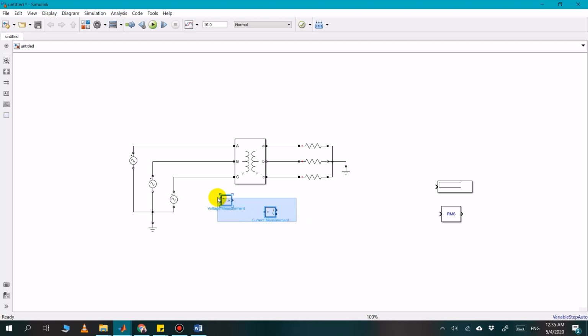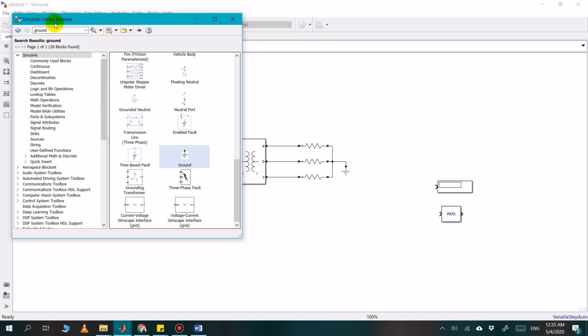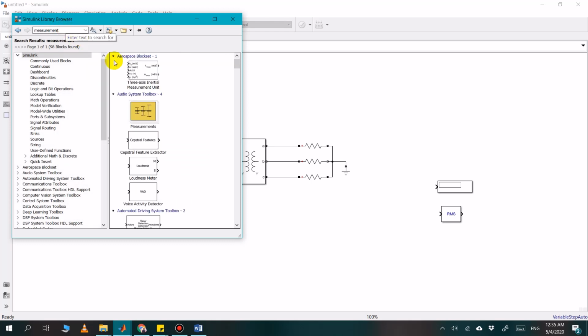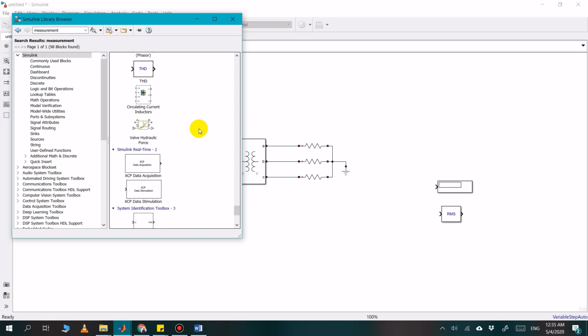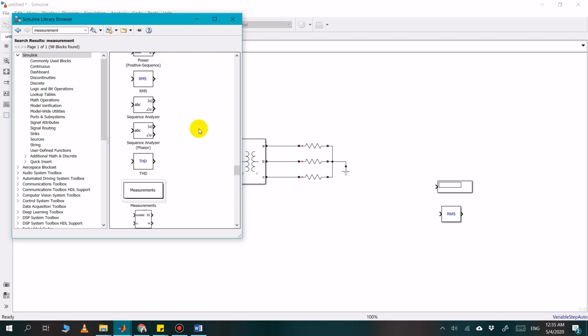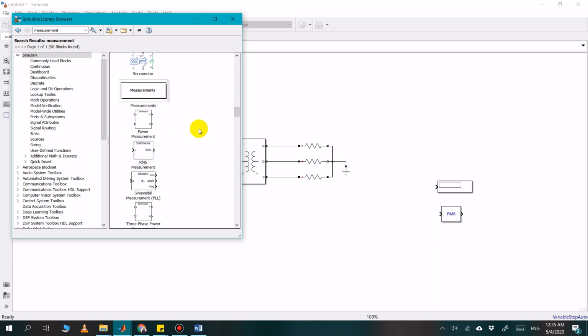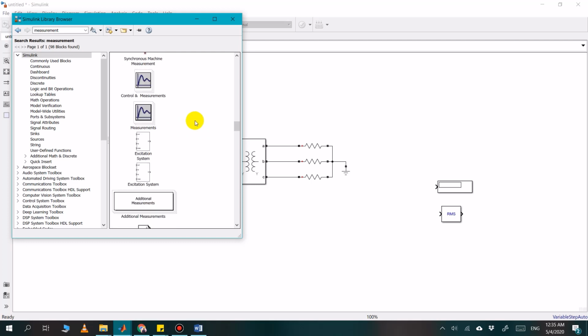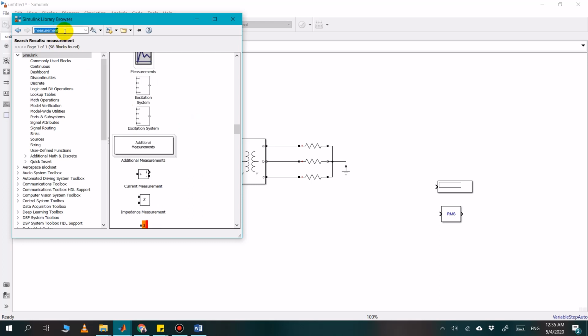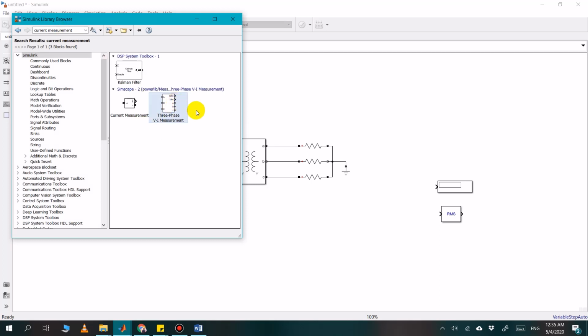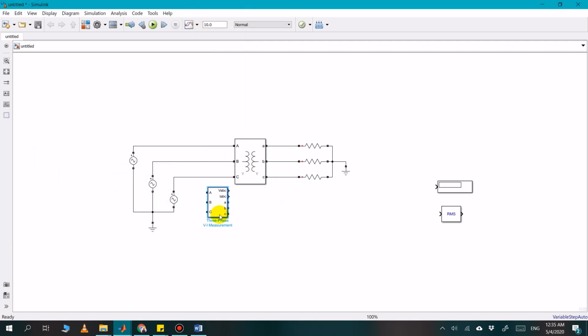Okay, so instead of using these voltmeters and current measurements, there is a better option. We need to use this block, the three-phase VI measurement. This is a better option because it provides voltage and current measurements of all three phases. We just have to place it between these three phases.